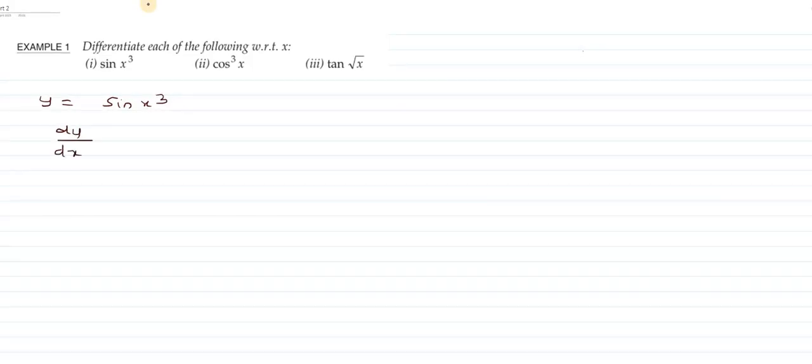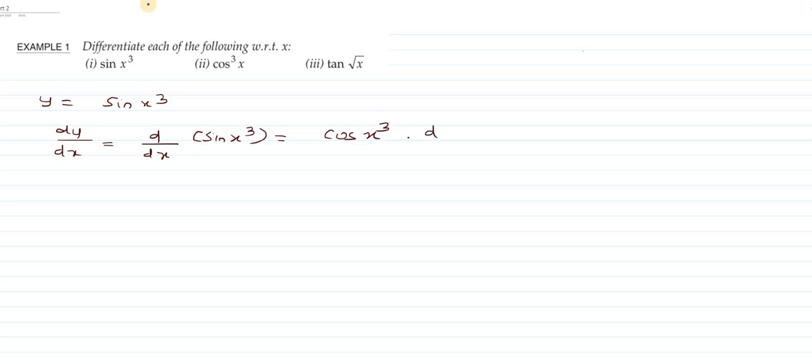Then what do we have to do? We have to differentiate the function. So what is the function here? The function is sine. Sine differentiation is what? Cos. And the angle inside the function you should not change. Don't write cos x. When it is sin x cube, it is cos x cube only.